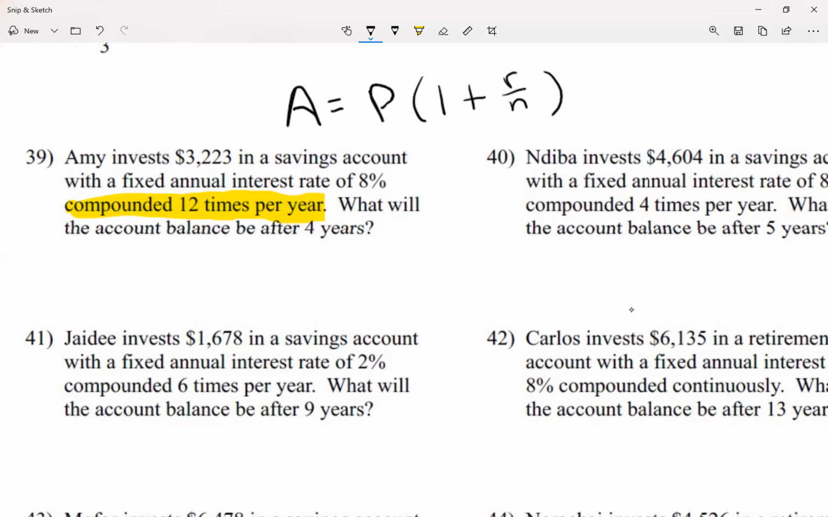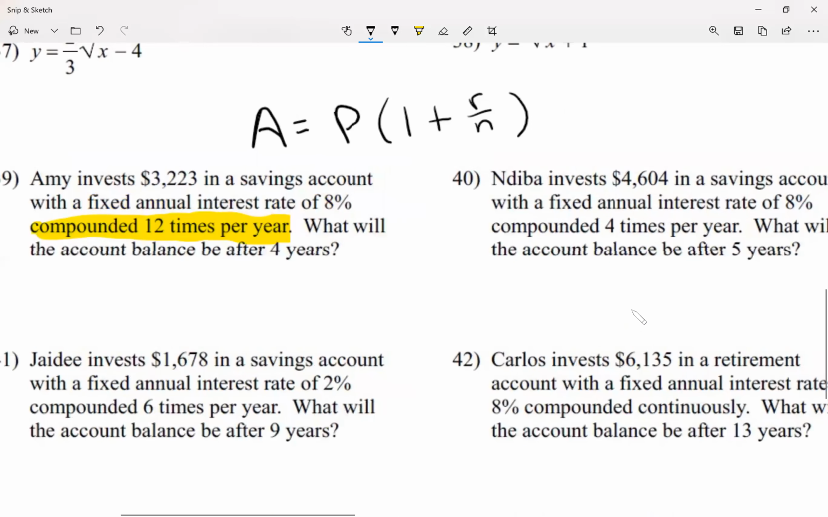Now, R is going to represent the rate. That's basically the percentage that I'm going to be using. And the N is the number of times it gets compounded in a year. Now my parentheses is going to be raised to a power. And I'm going to do N times T. N, again, is the number of times it gets compounded in a year. And T is how many years.